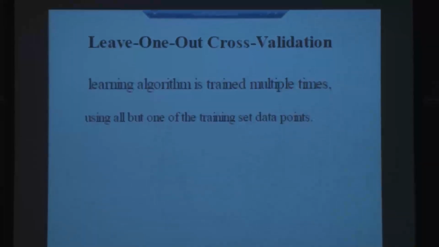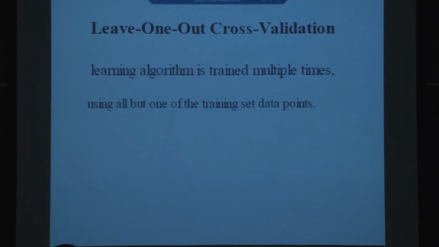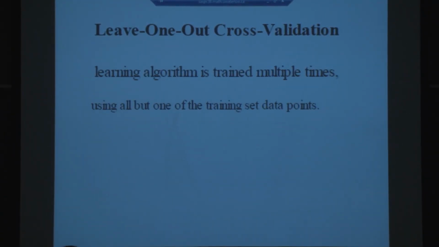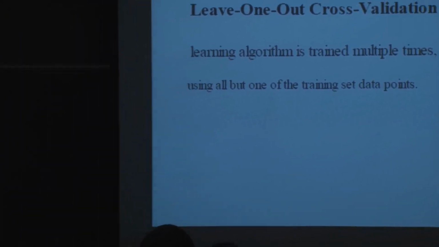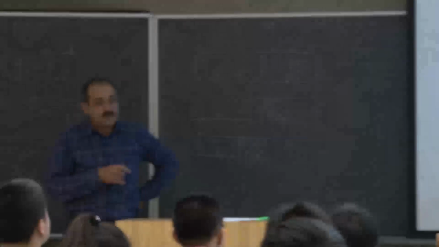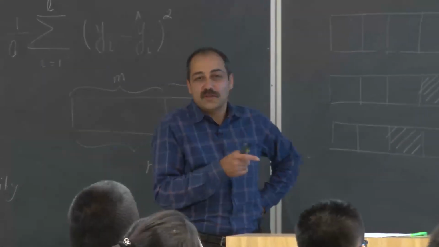And leave one out cross-validation: you have n data points, assume that you have n folds. That's leave one out. So basically, you have to train your model n times.